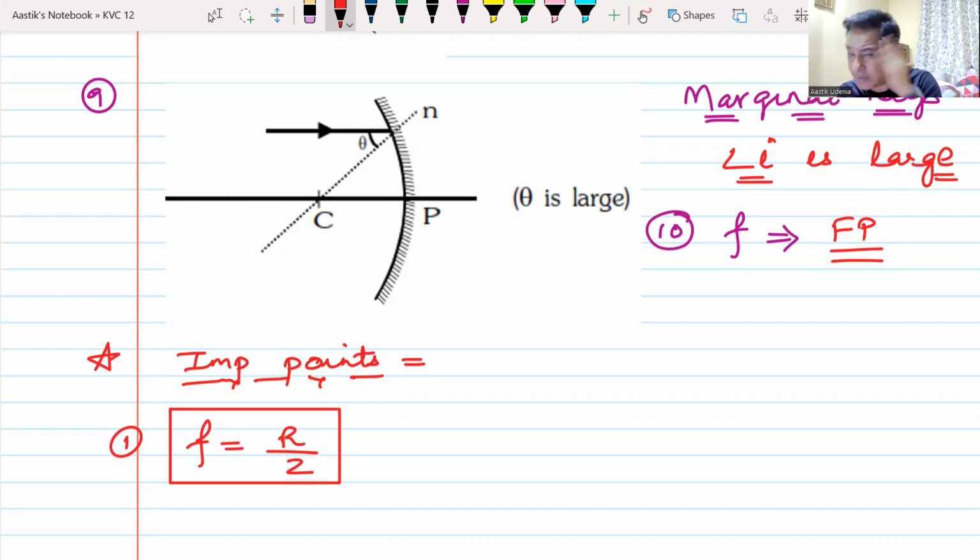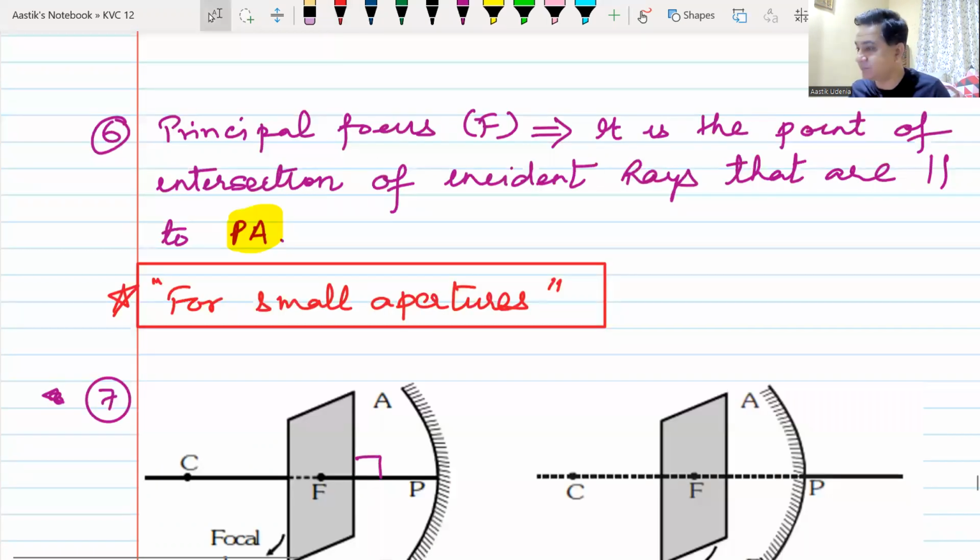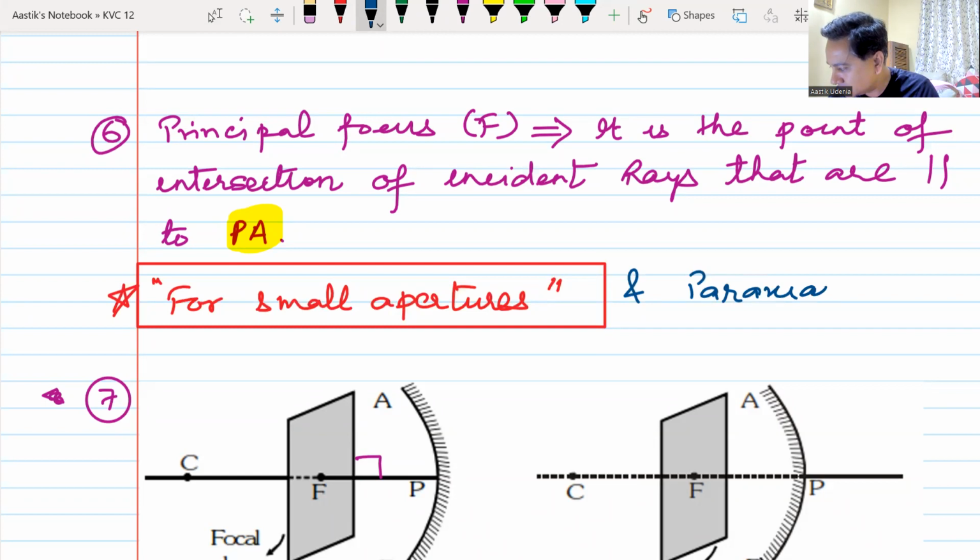And again, this is only valid for what? Small apertures and paraxial rays. Will you remember it?